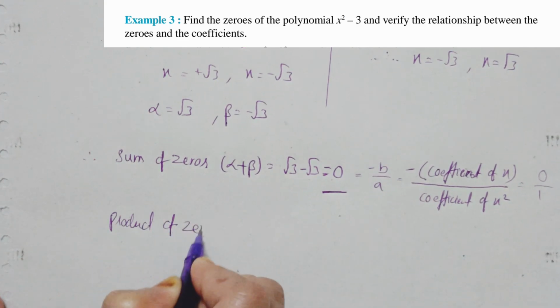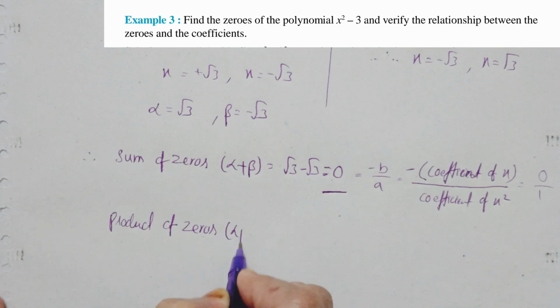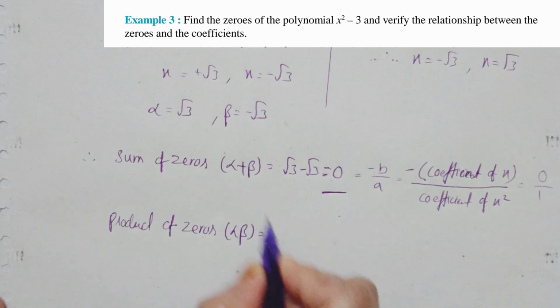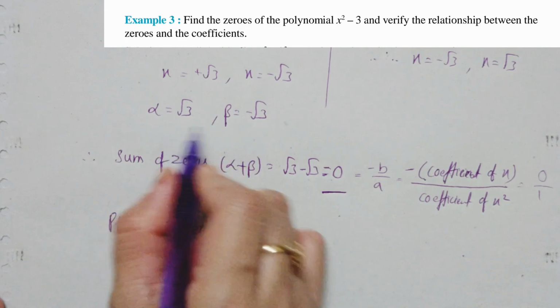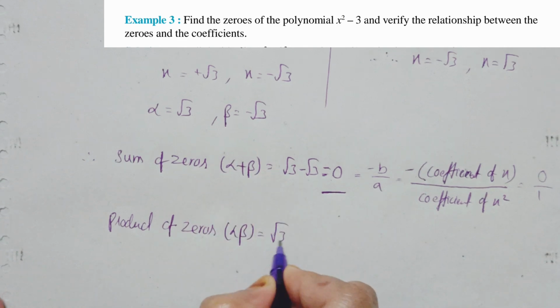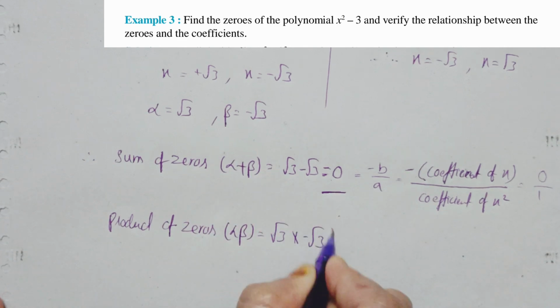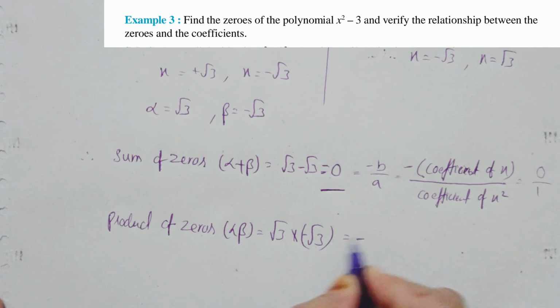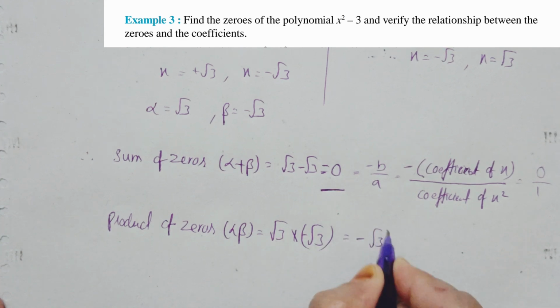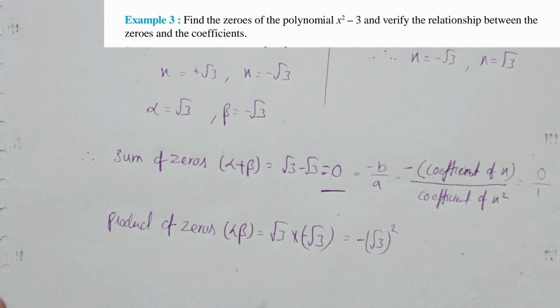Product of zeros which are alpha beta. So product of zeros means we have to do the multiplication for both the terms. Root 3 into minus of root 3. So plus into minus is minus, then root 3 into root 3, root 3 whole square.